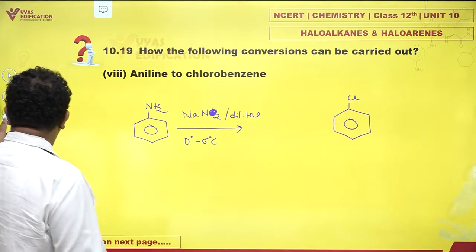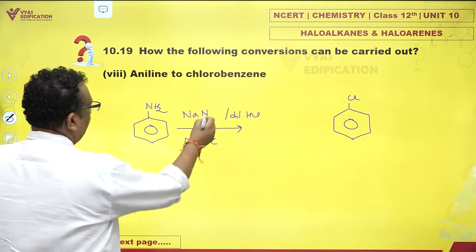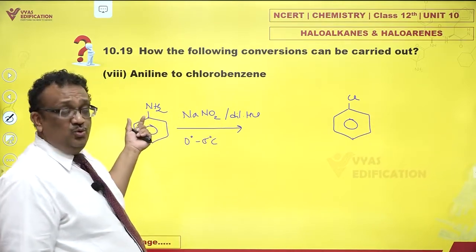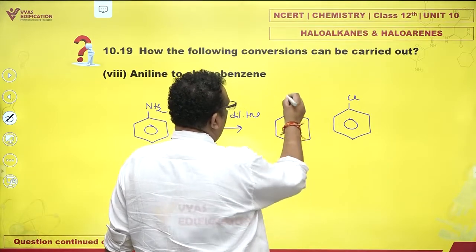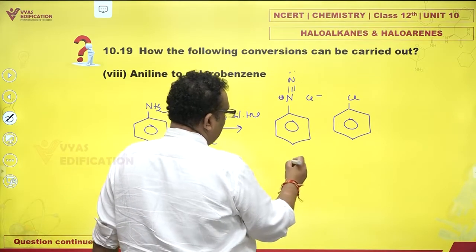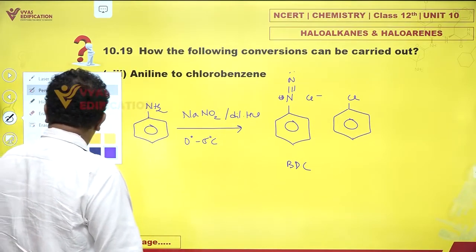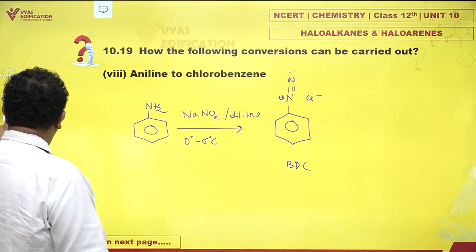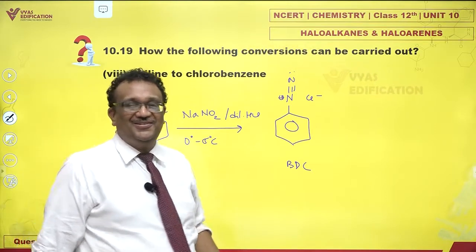The moment you have NaNO2 or sodium nitrite, what happens? You get HNO2. HNO2 reacts with NH2 group, primary amines, and it forms a very classic compound, benzene diazonium chloride, BDC. Benzene diazonium chloride. And now it appears that your assignment is to change this BDC to chlorobenzene. Do you remember any reaction? Yes, Sandmeyer's reaction, indeed.